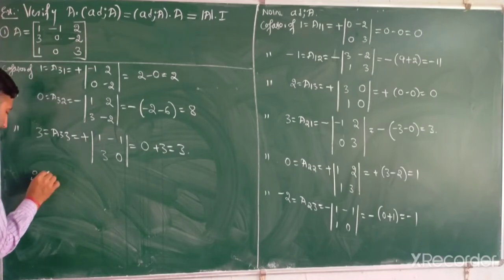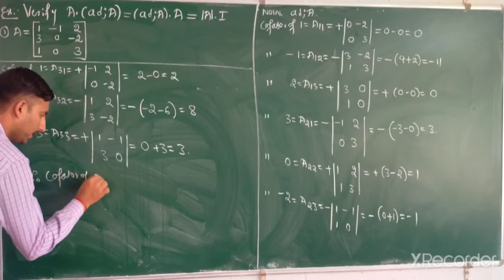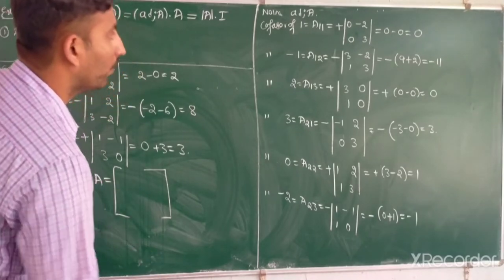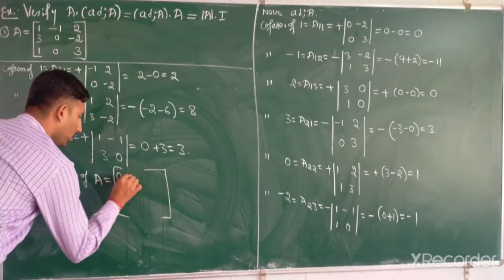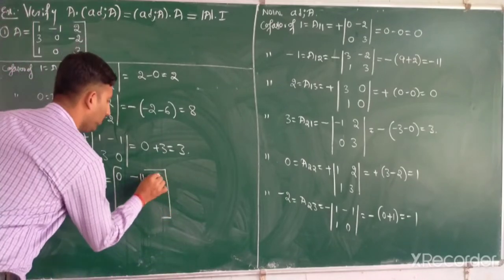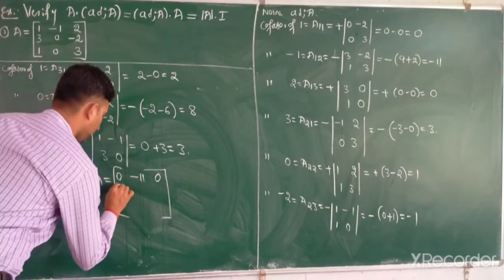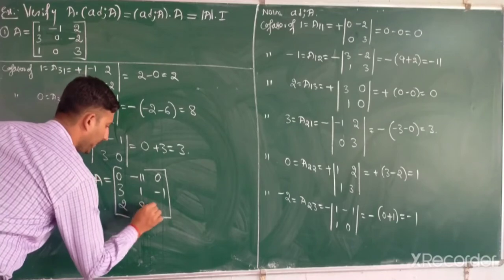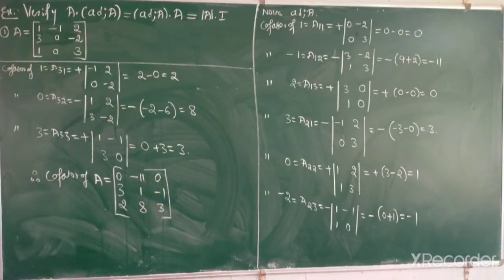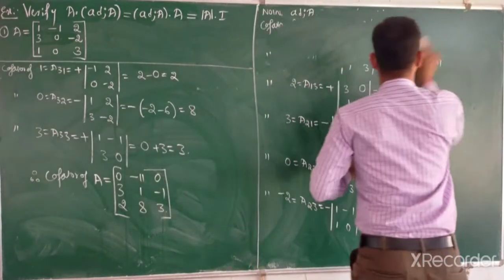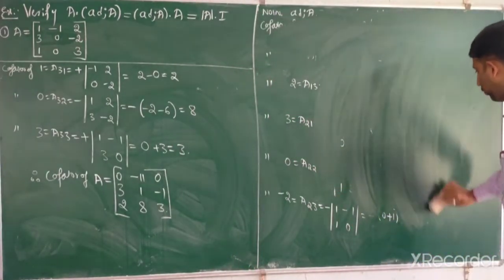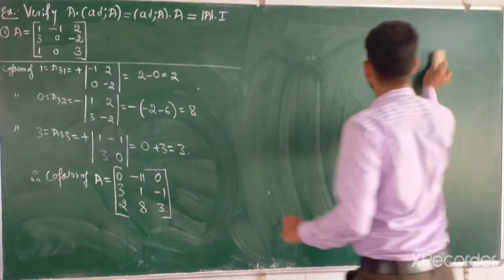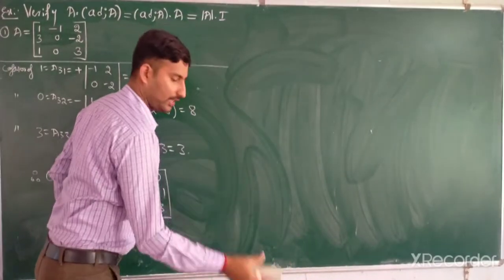Therefore, the cofactor of capital A is equal to the matrix [0 -11 0; 3 1 -1; 2 8 3], which is nothing but our cofactor matrix. Then what is the adjoint? The adjoint is nothing but the transpose of the cofactor matrix. Therefore, what is the adjoint of capital A?